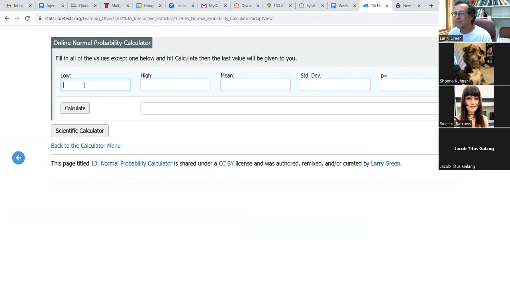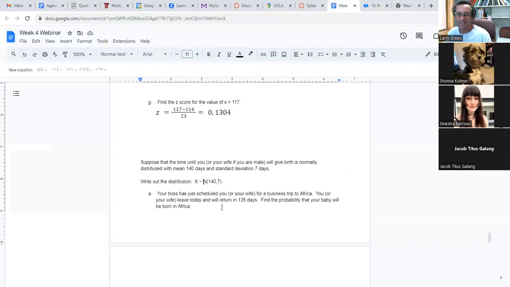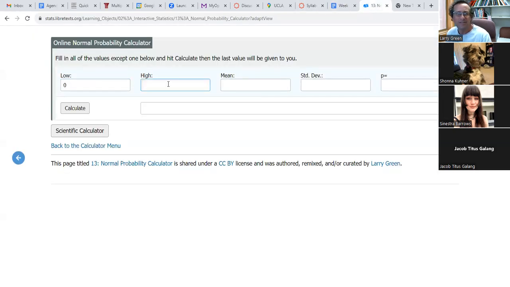What's the low for it to be born in Africa? Remember, you're leaving today. What's the low? Zero. Yeah, because we're leaving now. What's the high for it to be born in Africa? Read the question. 135, because that's when you're returning back to the United States. So 135 will be the high.